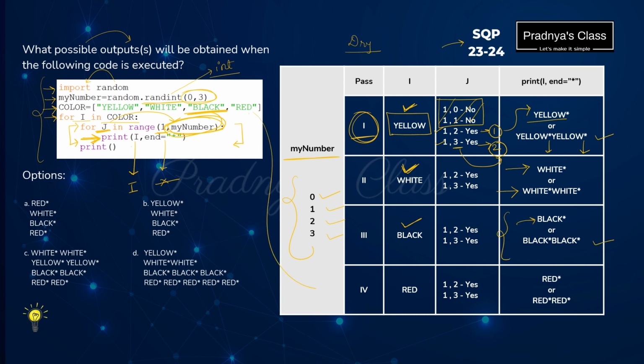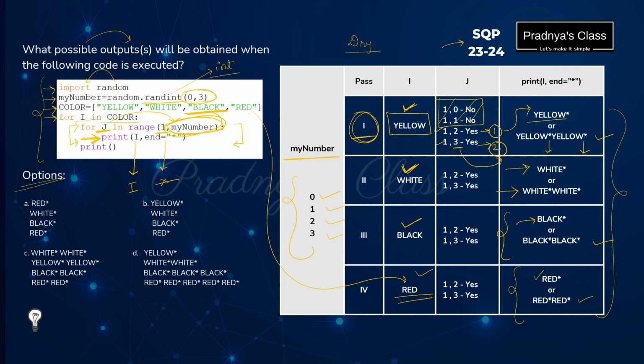And at last in the list, we have element red. And we can understand easily, red is getting printed once or twice. So here are the possible combinations we may get. Yellow will get printed once or twice. In the same way, other colors are also getting printed once or twice.